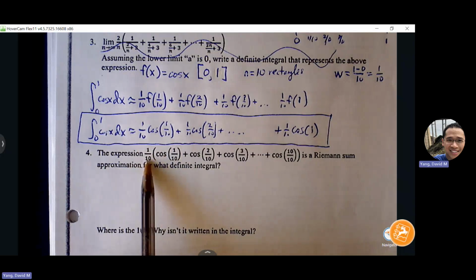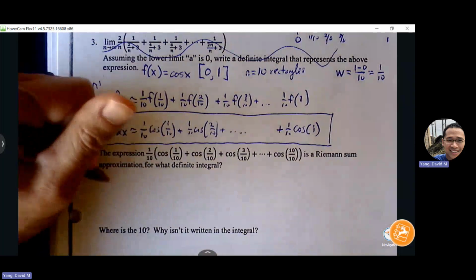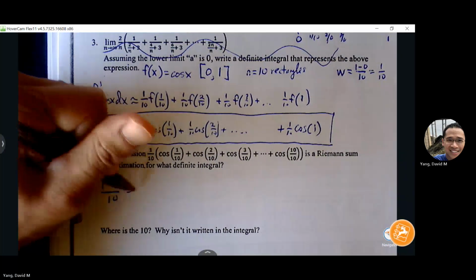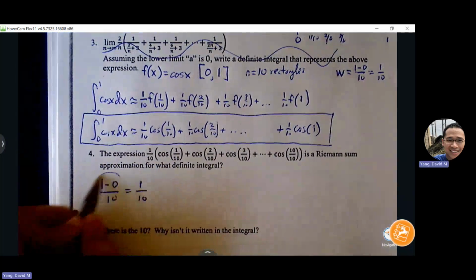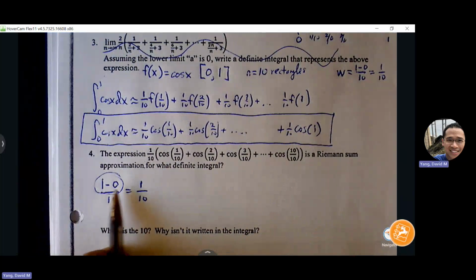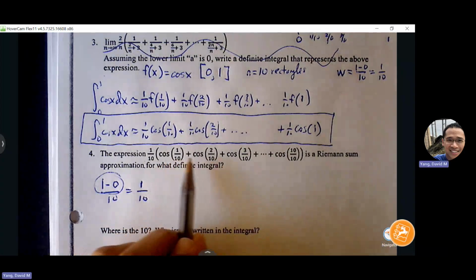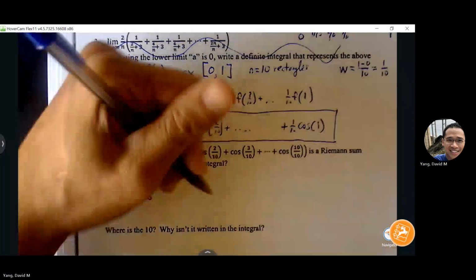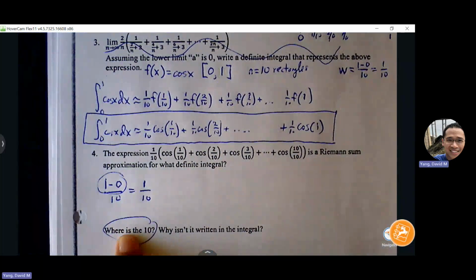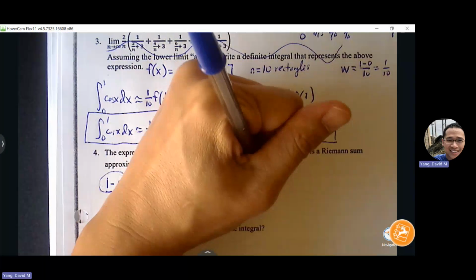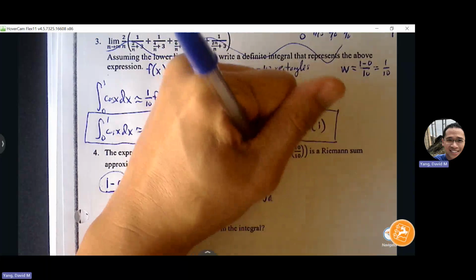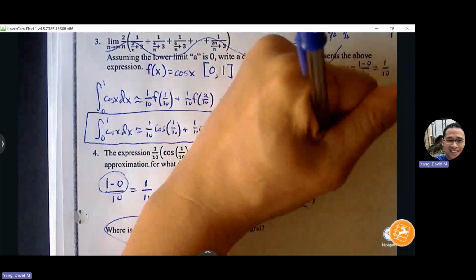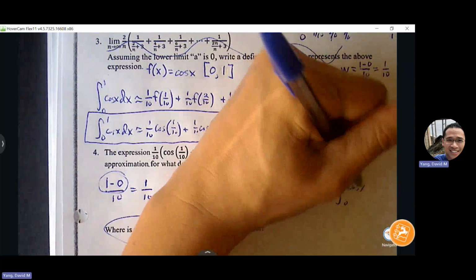So we have to be able to look at this and recognize that is just some number, right? That 1 is coming from 1 minus 0. My width is 1/10, but really it's my A and B value being 0 and 1. And this 1/10, 2/10, 3/10, that is going from 0 to 1. So the 10 is nowhere to be found if I'm understanding that it just represents the area from 0 to 1 of cosine of x dx.